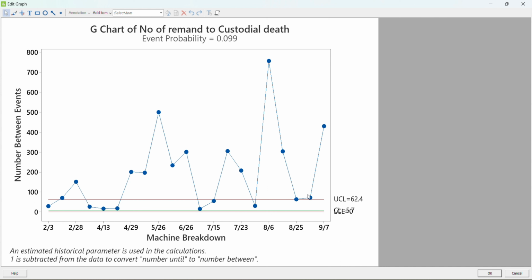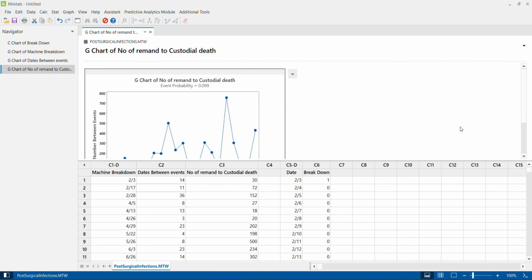But here, between two consecutive custodial deaths, the distance is very low. So that's how we need to look at the number of events between, or number of opportunities between events, or number of days between events. So friends, I hope this video was useful for you to understand a rare event chart, and how a C chart or a P chart will not be helpful in this case. Instead, we need to go for a rare event chart called the G chart. The G chart can be used in cases where we are monitoring a rare event.